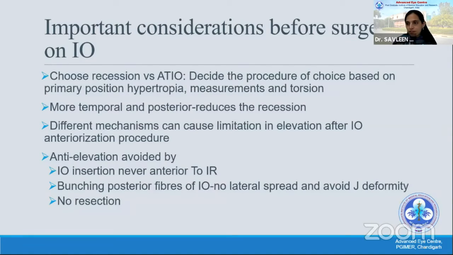Often when we hook the inferior oblique, we cut it or secure it a little behind its insertion, so sometimes we induce a resection effect. While we are dealing with recessions or anteriorization procedures, this resection effect should be avoided, and we should try to hook it as near to the insertion as possible. So this is all I have about the inferior oblique anatomical considerations.